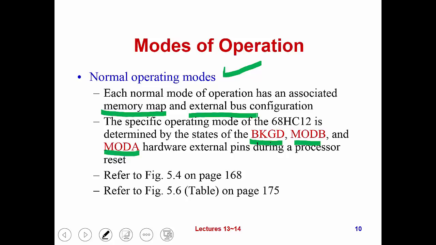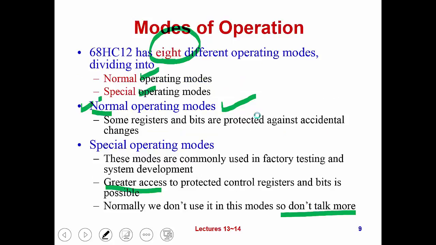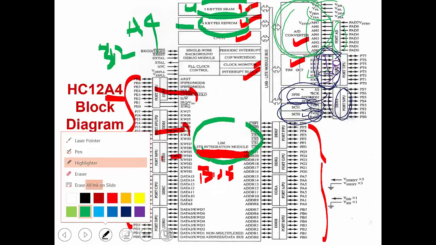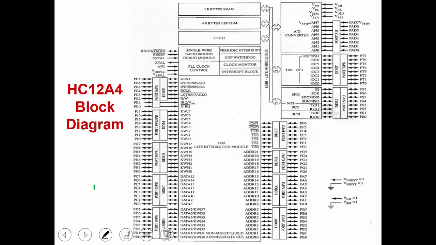What I'm going to do now is show you where these 3 hardware external pins are, which configure the 68HC12 into different modes when we reset. Let's go back to the block diagram I showed you a moment ago. They're right here. The background pin is this external pin, and mode A and mode B are these 2 pins.